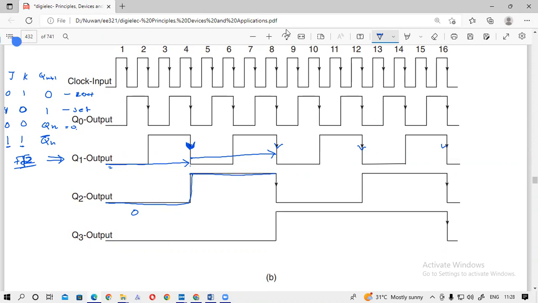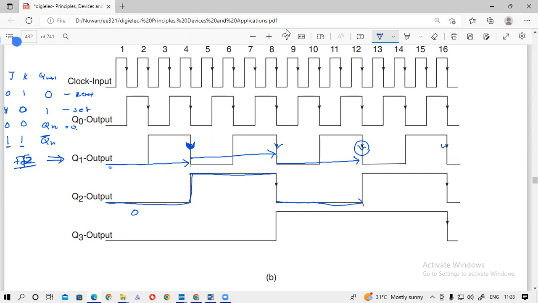From here again the change happens, J and K are 1 and 1. Now the previous Qn is 1, so now it will be Qn bar, 1 bar, so it will be 0. From here to here, because at the next falling edge the change happens, it stays 0.